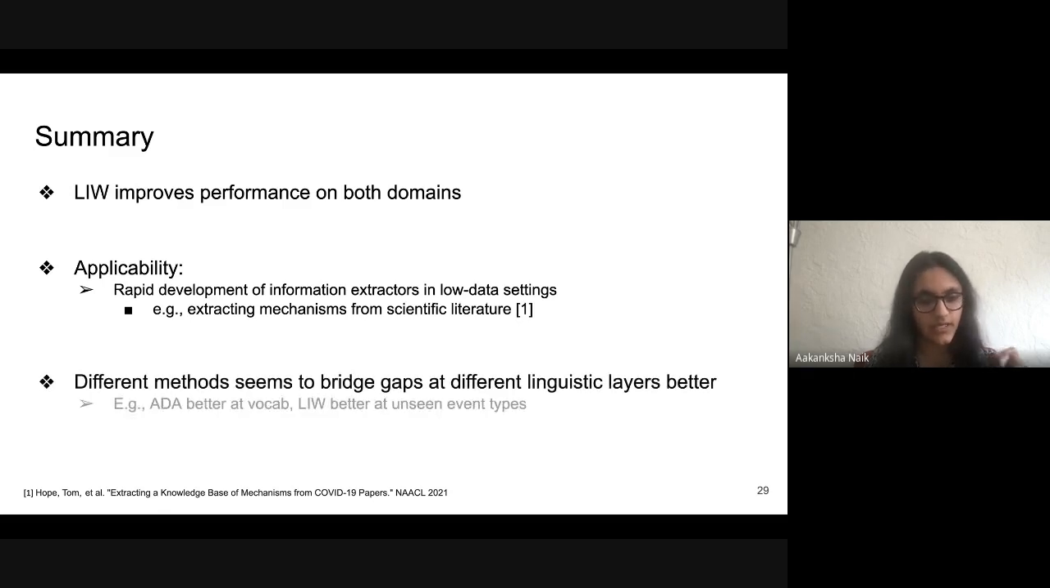And the final and most important observation was that different methods seem to do better at different kinds of examples or at different categories of linguistic variation. So we saw that adversarial domain adaptation was doing better at adapting at the vocabulary level, whereas our method was doing better at adapting to unseen event types. So this led to a very natural question. Is it possible to group different kinds of adaptation methods into categories based on what the underlying principle behind the adaptation method is, and try to figure out what properties make them work best on certain domains or tasks?